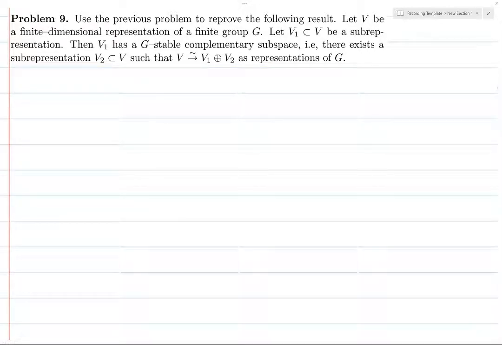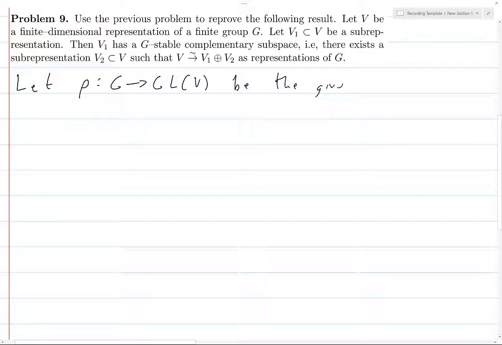Alright, let's use the previous problem to prove this problem. The previous problem basically said that we have a G invariant Hermitian inner product on V. So let rho from G to GL(V) be the given finite dimensional representation of G on V. When we say that V is a finite dimensional representation, that means that we have such a rho. And rho here is of course a group homomorphism.